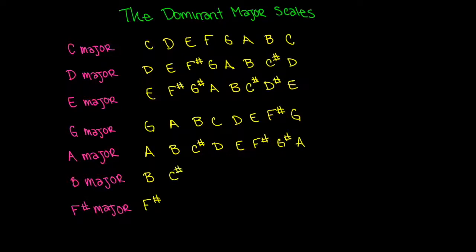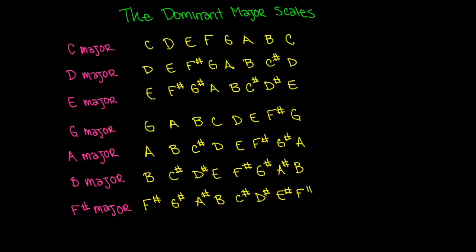B would have B, C sharp, D sharp, E, F sharp, G sharp, A sharp, B, and finally F sharp would have F sharp, G sharp, A sharp, B, C sharp, D sharp, E sharp, and F sharp.